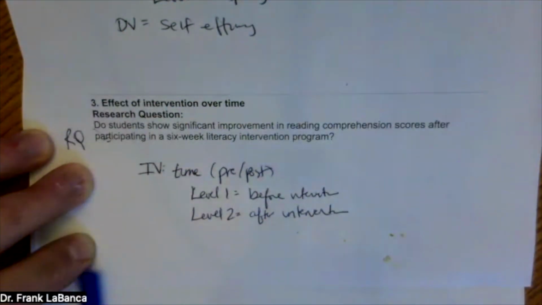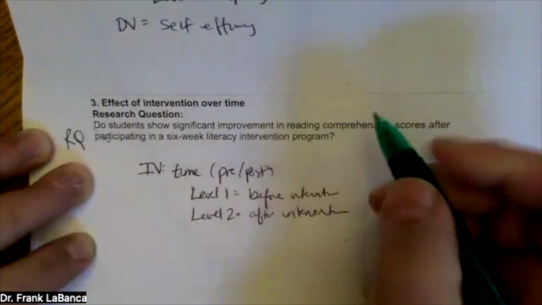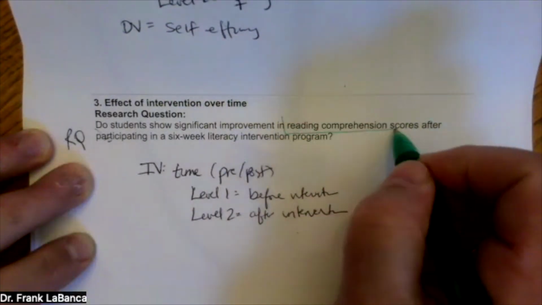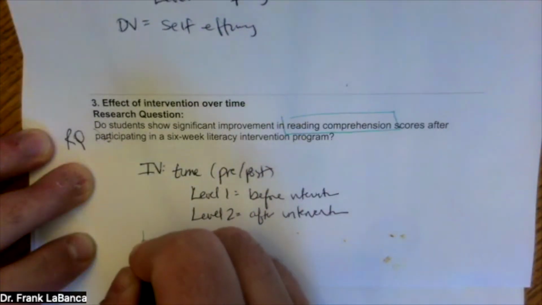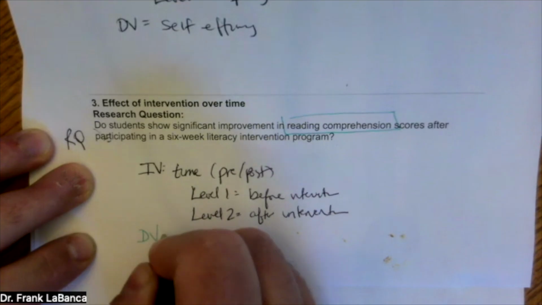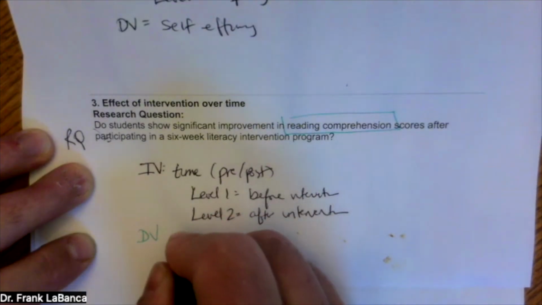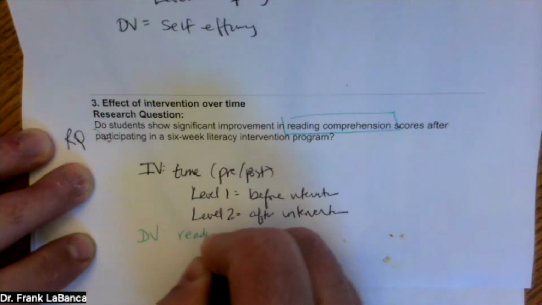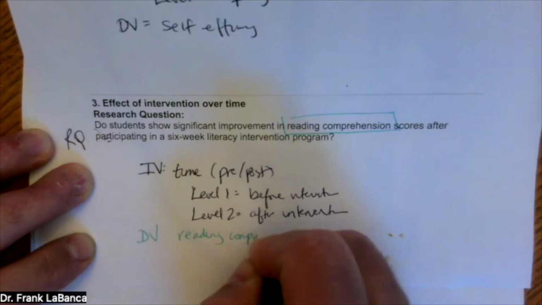And then what are we measuring? Reading comprehension. Dependent variable. I messed up my color pattern here, but that's okay. Reading comprehension.